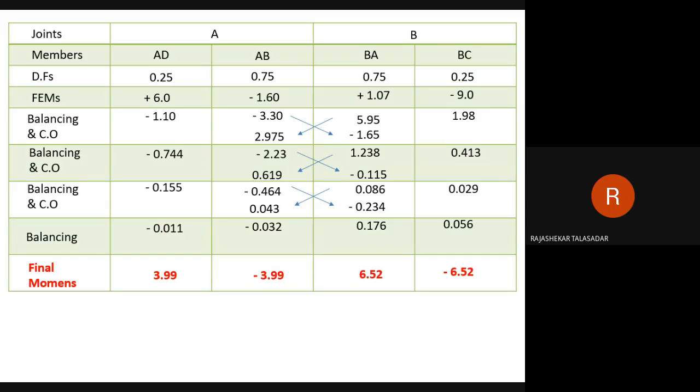Carry over: in the last cycle I said carry over with the extreme end. But here it's a totally closed structure, no extreme end is there, so I have stopped after balance. You add these moments and you will get the final moments. That is minus 3.99, and this is minus 6.52. You may get small differences in your calculation. This may be 3.98 something, but no problem. We'll get this plus, this minus, the same.